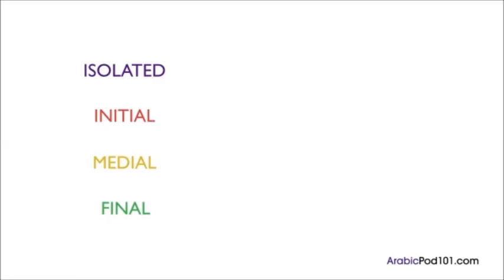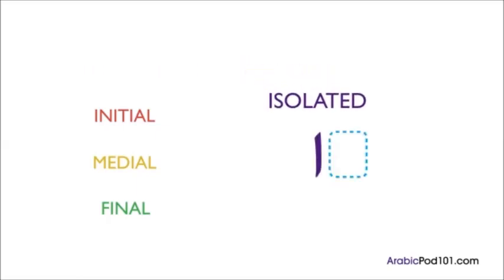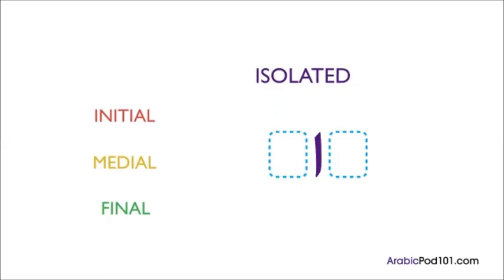Let's get to know the different possible positions for a letter in Arabic. It's always one of four: isolated, initial, medial, or final. Let's look at each of them. Isolated means that the letter has no letters before it or after it. It's the standard form we learned just a few minutes ago.